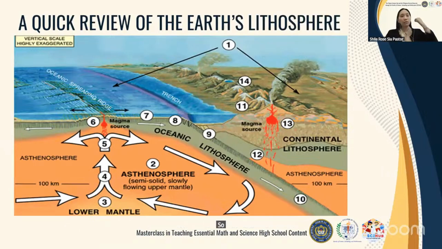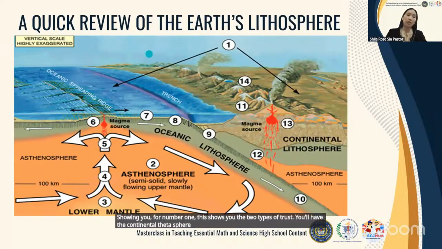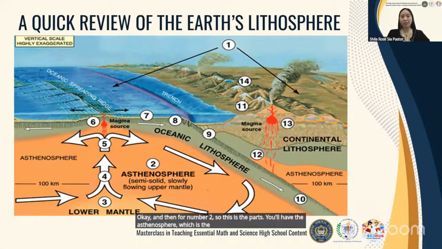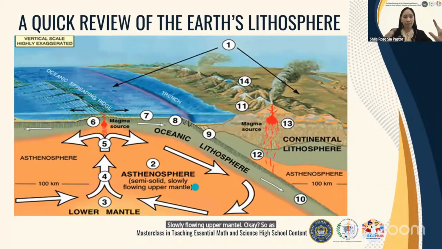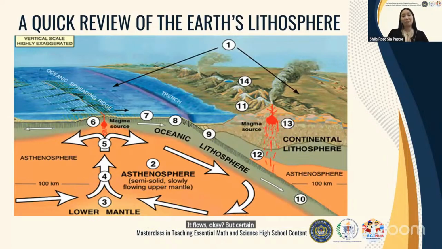For a little closer look, what we have here is a figure showing, for number one, the two types of crust: the continental lithosphere and the oceanic lithosphere. For number two, you'll have the asthenosphere, which is the semi-solid, slowly flowing upper mantle. As we have stated, this is fluid, so it flows, but under certain conditions it can be solid. And three would be the lower mantle.